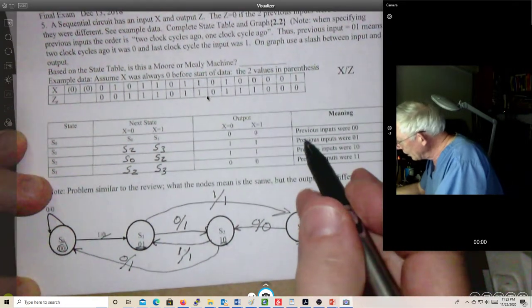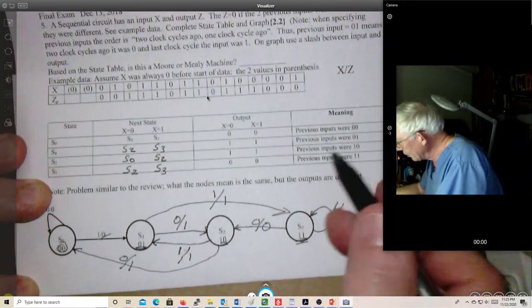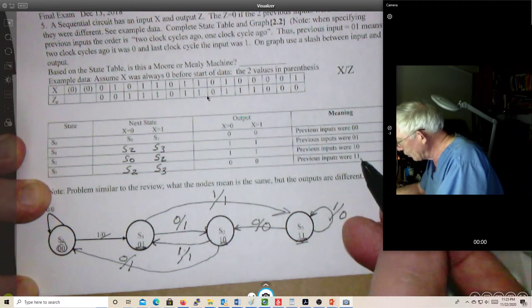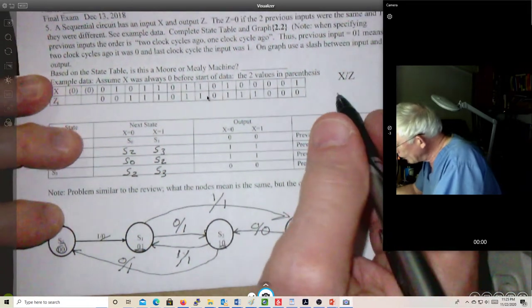And notice the meaning. Previous inputs were both 0, 0. Previous inputs were 0, 1. Previous inputs were 1, 0. And previous inputs were 1, 1. And you remember, you have to get the order correct.